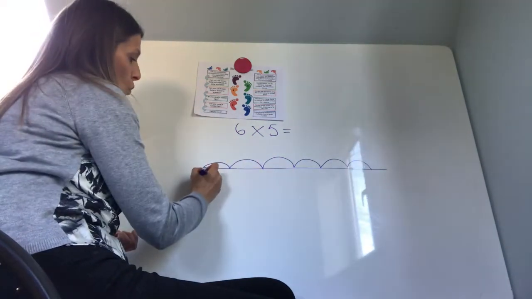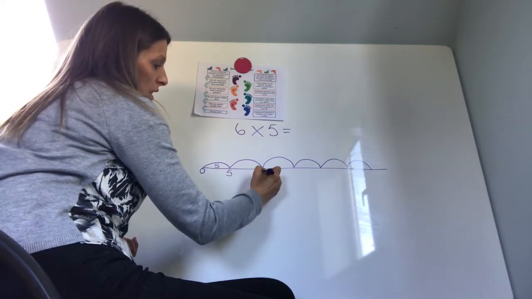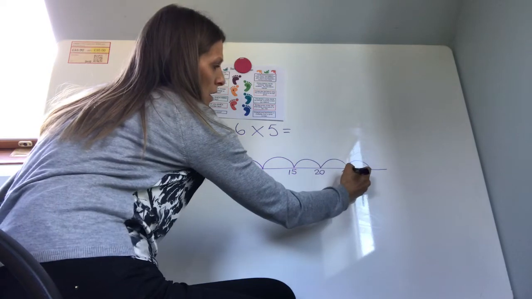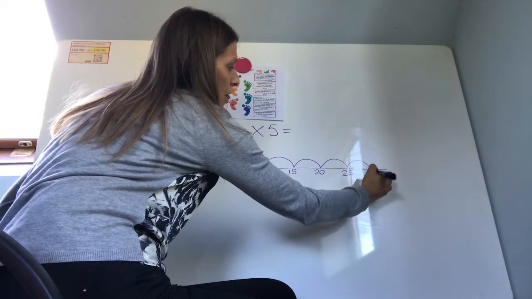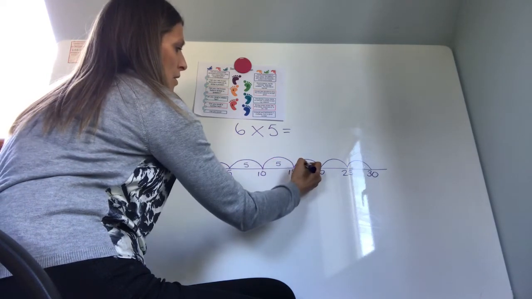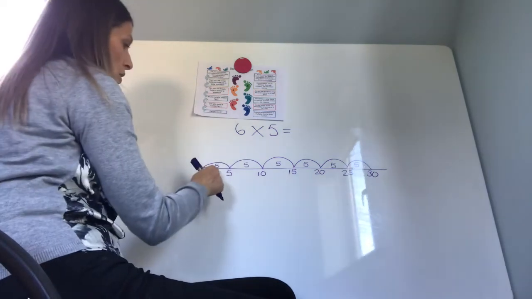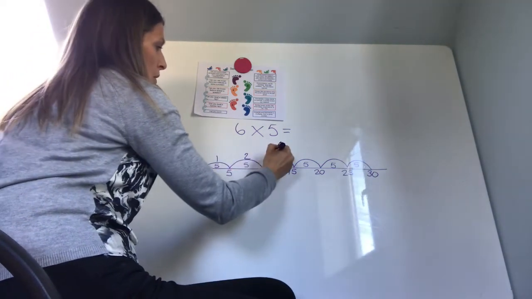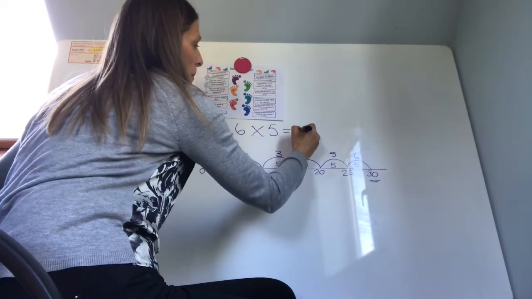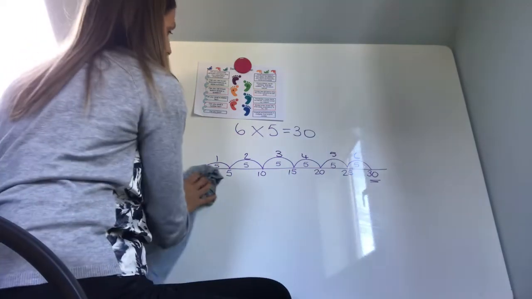Okay, so 1 five is going to be 5, 10, 15, 20, 25, 30. So that's another 5 there, another 5 there, another 5 there, another 5 there, another 5 there. So I've done my 6 jumps. 1, 2, 3, 4, 5, 6. My answer is 30.